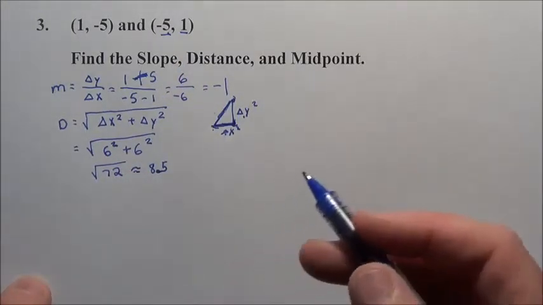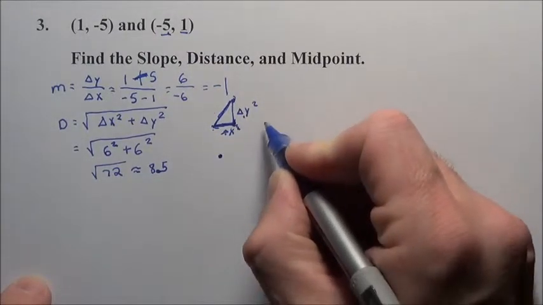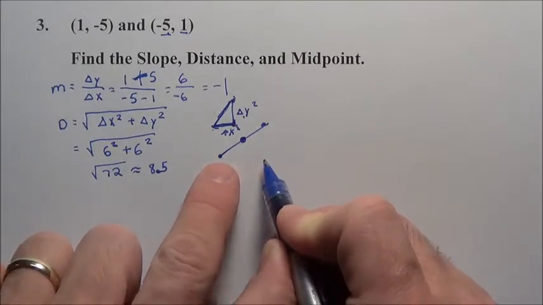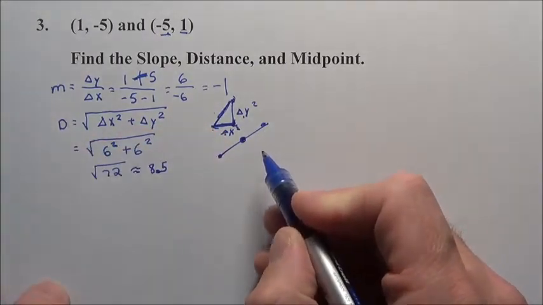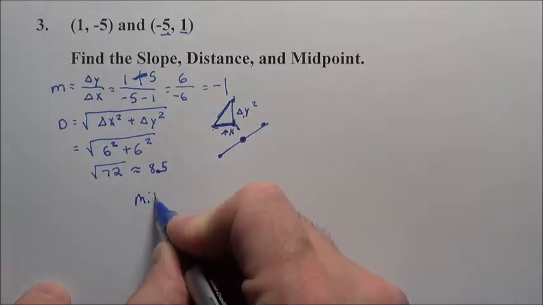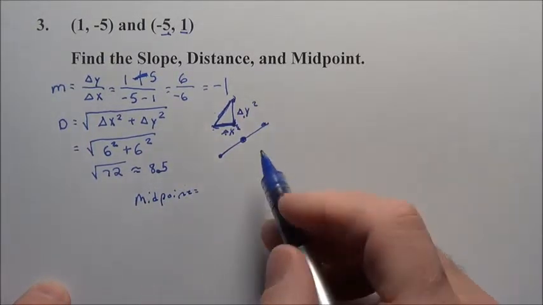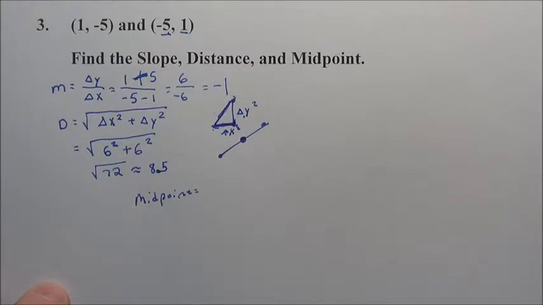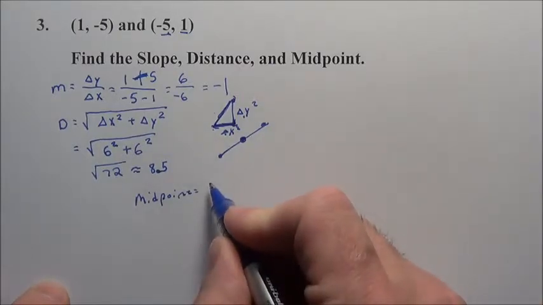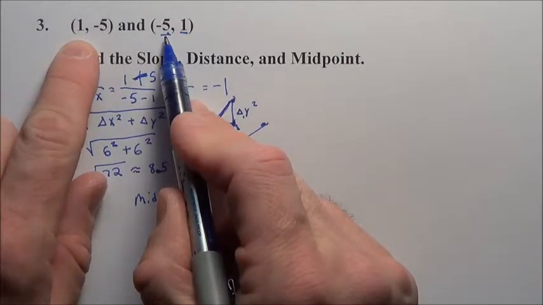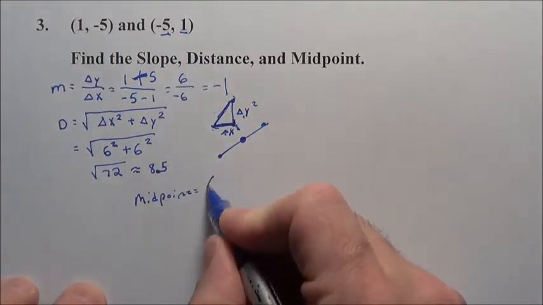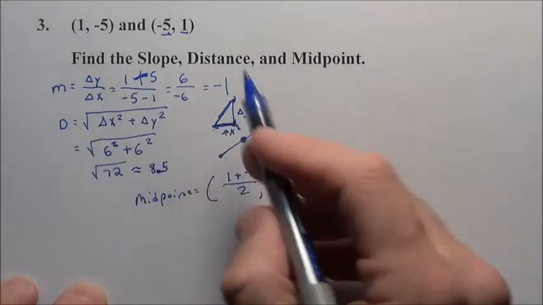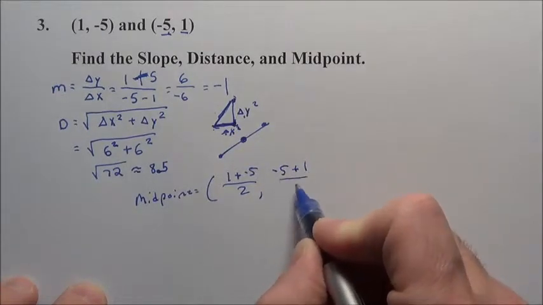The midpoint is the middle point between these two guys. If one of them is located here and the other's here, we're simply trying to find the middle point. Notice it'll be the middle of our X's and the middle of our Y's. So to find the midpoint, how do you find the middle of something? If I had a grade of 70 and a 60, how would I find the middle? I add them together and divide by 2. That's how you always find the middle. So that's how I'm going to find the middle here. I'm going to add my X's together and divide by 2, and then add my Y's together and divide by 2. So 1 plus negative 5 divided by 2, and negative 5 plus 1 divided by 2.